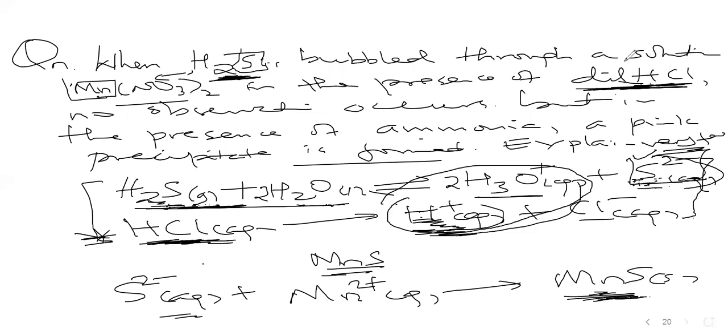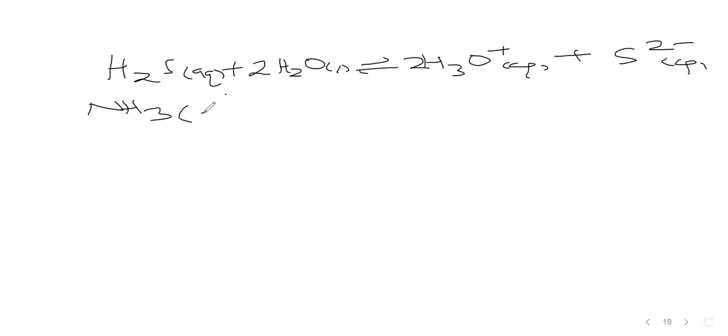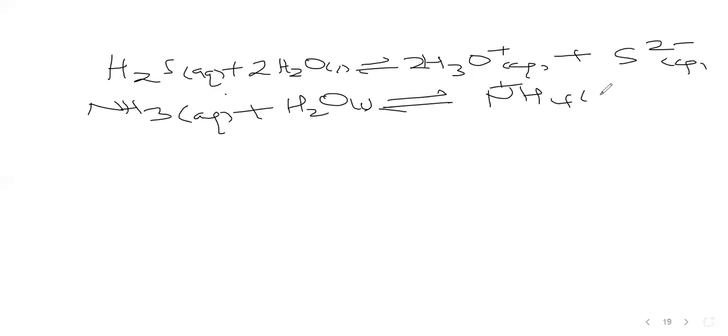When hydrogen sulfide is passed into a solution of manganese nitrate in the presence of dilute hydrochloric acid, no observation occurs. But in the presence of ammonia solution, a pink precipitate is formed. So in the presence of ammonia solution, this is what happens. Ammonia is a weak base, giving us ammonium ions and hydroxide ions. There is a reaction between these two here.